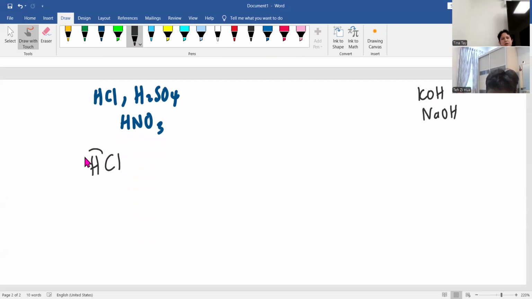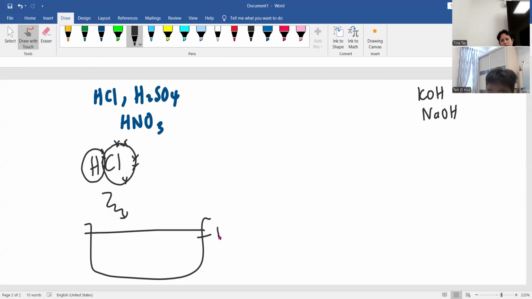HCl, is it an ionic or covalent molecule? Covalent. It only becomes an acid when it dissolves in water. If I put 100 HCl molecules, it will dissolve to form 100 hydrogen ions and 100 chloride ions. This is called ionized completely in water.